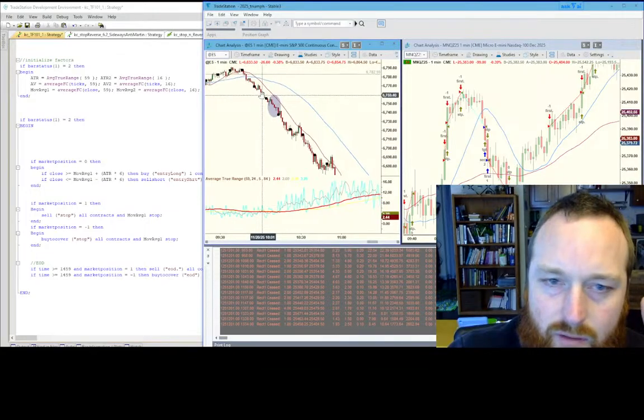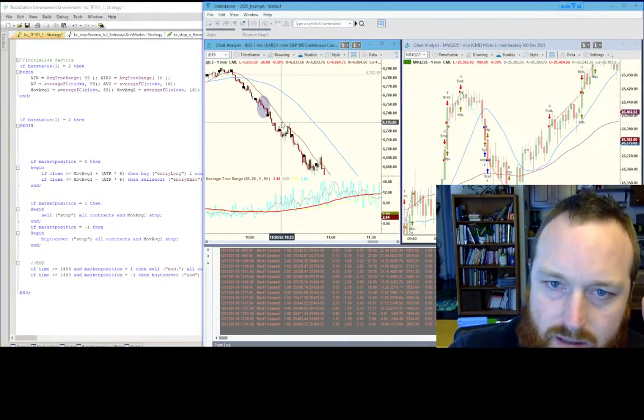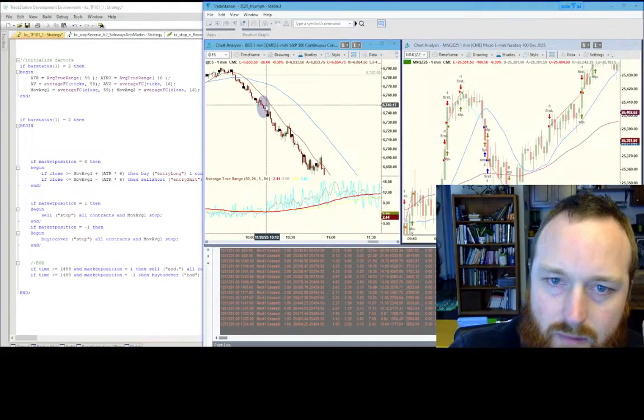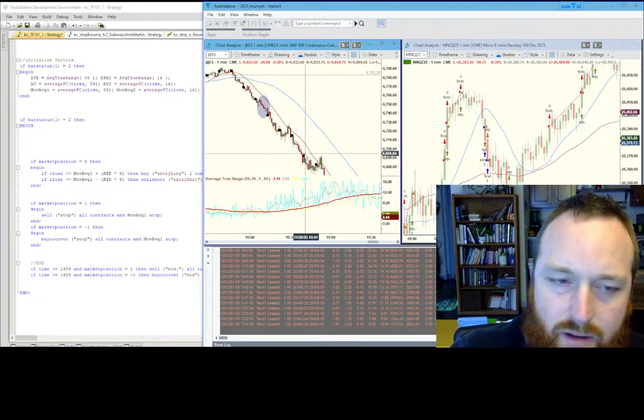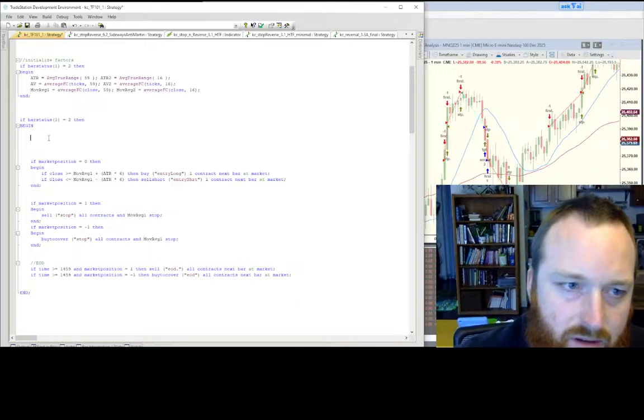So at 8:45, I need to see price touch the moving average or at least cross over it. So I need the entry, the actual push to happen during the day. Not has already happened. So how are we going to do that?